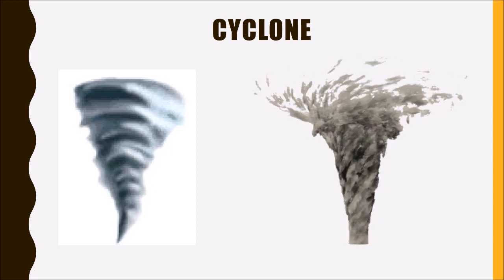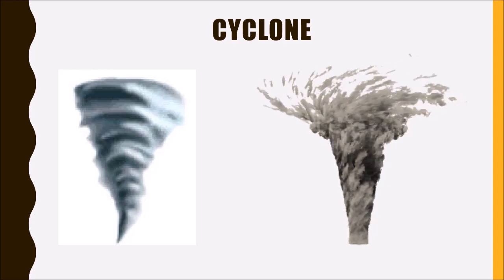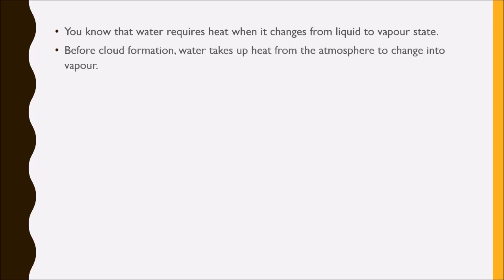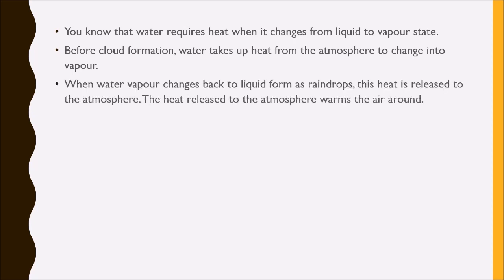Next, let us understand how a thunderstorm turns into a cyclone. You know that water requires heat when it changes from liquid to vapor state. Before cloud formation, water takes up heat from the atmosphere to change into vapor. When water vapor changes back to liquid form as raindrops, this heat is released to the atmosphere. The heat released to the atmosphere warms the air around.